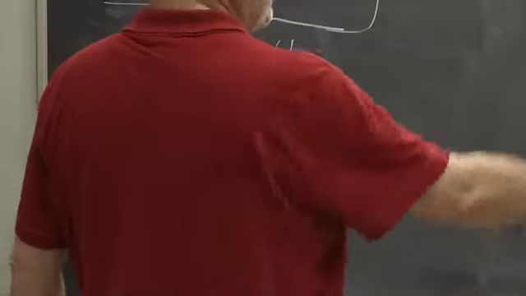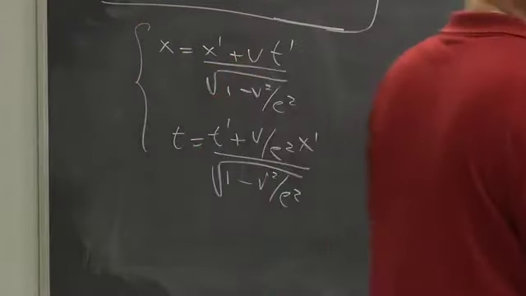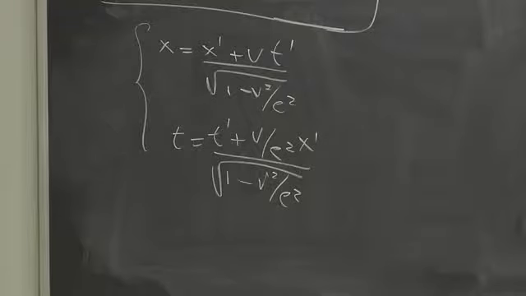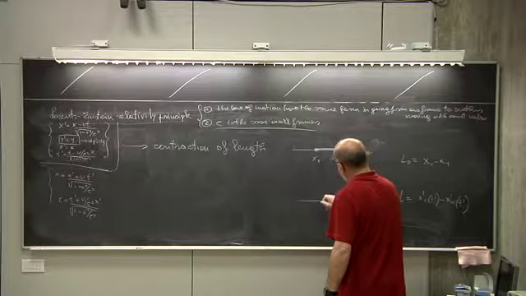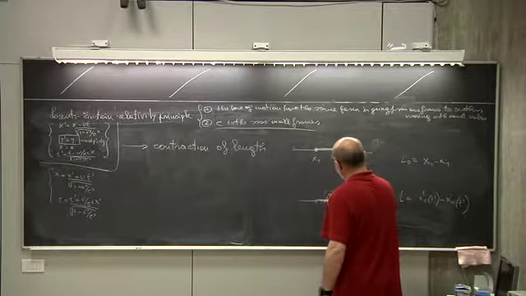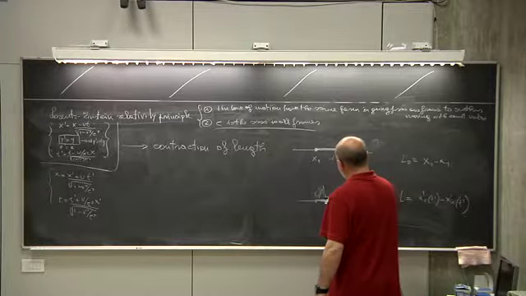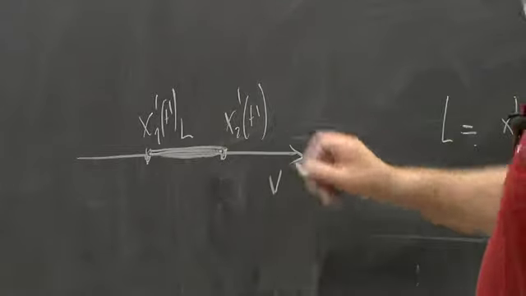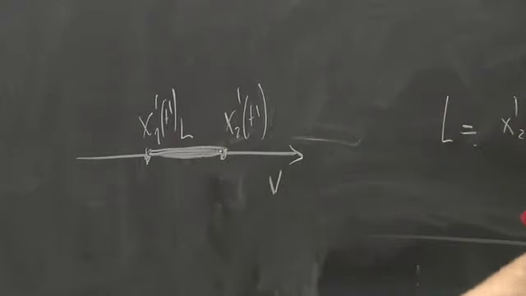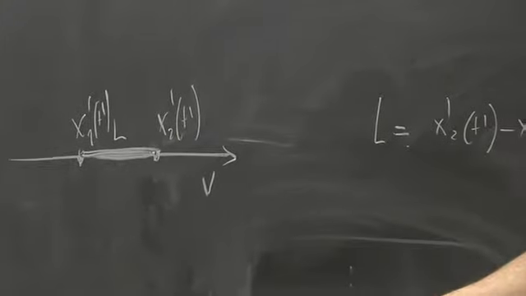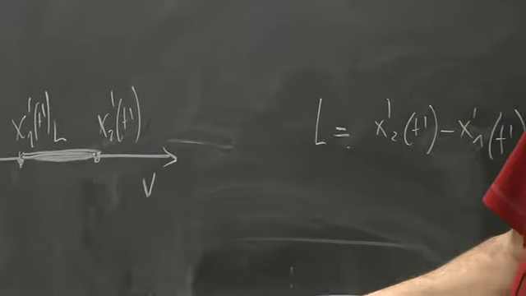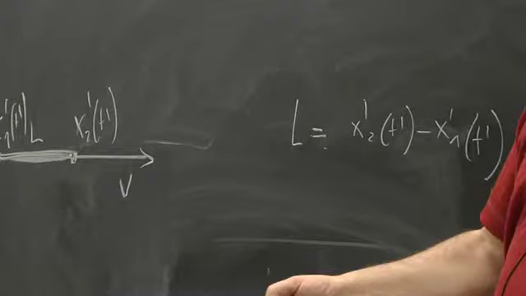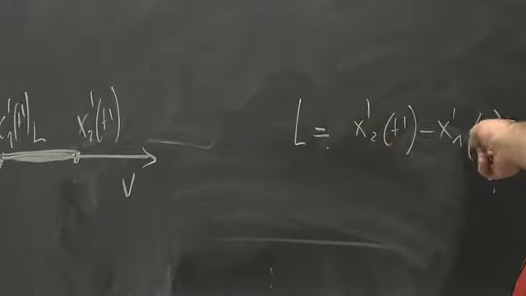Okay, so let's see x2 of t prime. Note the new length of this rod, you will see that it is less. L is x2 of t prime minus x1 of t prime. I take the same time, because when I measure a distance, I take the extremes of the rod and I measure at the same time. So t prime is the same.